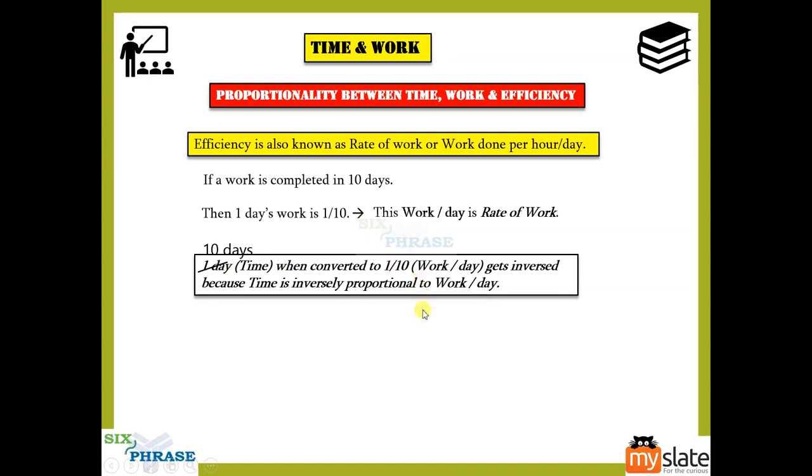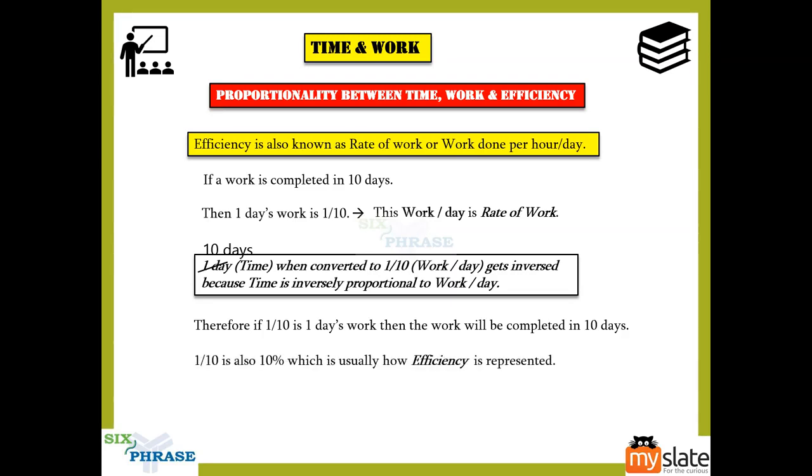And for the same reason, guys, if 1 by 10 is one day's work, then the work will be completed in 10 days. So when you convert efficiency to time, it also gets inversed. You see here 1 by 10 is becoming 10 days. If somebody says my one day's work is 1 by 10, he is going to complete that work in 10 days. So efficiency or rate of work, you inverse it, you get time. Time you inverse it, you get efficiency or rate of work. And the reason is the inversely proportionate relationship between time and work.